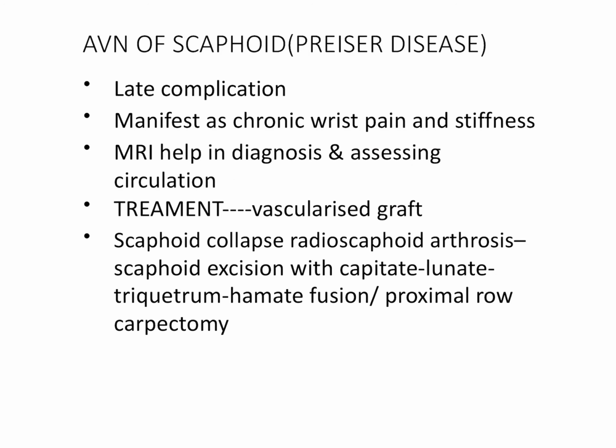Late complication: AVN of the scaphoid bone. It is a late complication, manifesting as chronic wrist pain and stiffness. MRI helps in diagnosis and in assessing early avascular necrosis. Treatment is vascularized graft. For scaphoid collapse and radioscaphoid arthrosis, options are scaphoid excision with capitolunate and triquetral-hamate fusion, and proximal row carpectomy. Next.